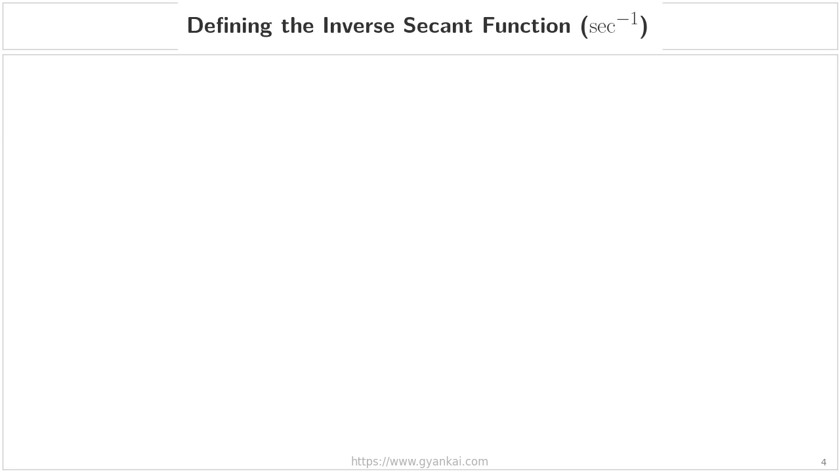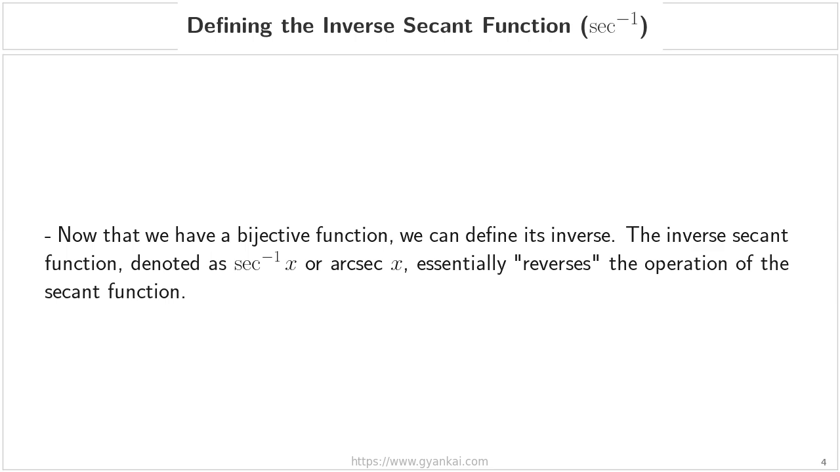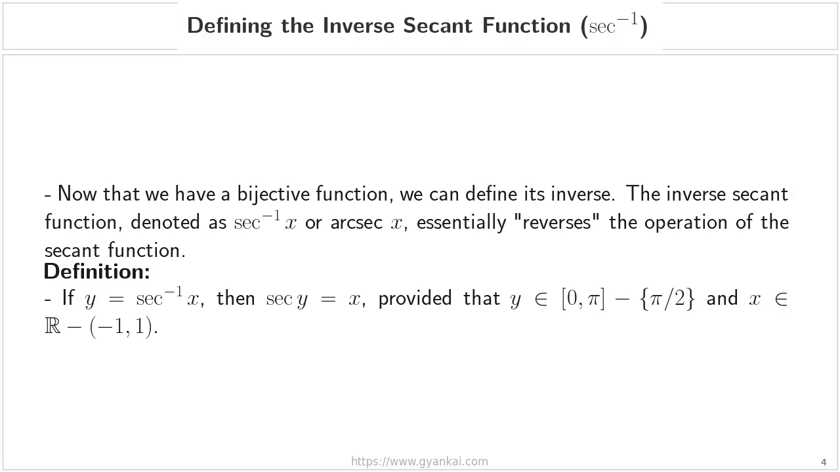Defining the inverse secant function, sec⁻¹. Now that we have restricted the domain to make the secant function bijective, we can formally define its inverse. This is known as the inverse secant function, which is denoted as secant inverse of x or arcsecant of x in simple terms. This function essentially reverses the operation of the original secant function. Let us look at the formal definition.